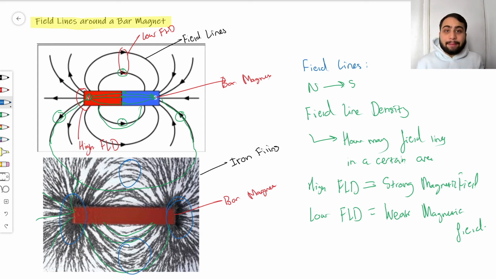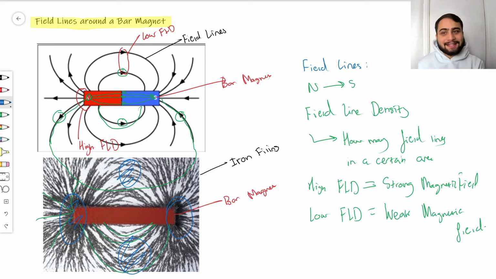Because remember, a magnetic field is defined as the region where an electric current or charged particles, which are really the same things, or other magnetic materials are attracted. So we can see that the magnetic field strength is really weak on the sides and really strong at the poles, and that matches up to the field line density that we observed in our field line diagram up above.